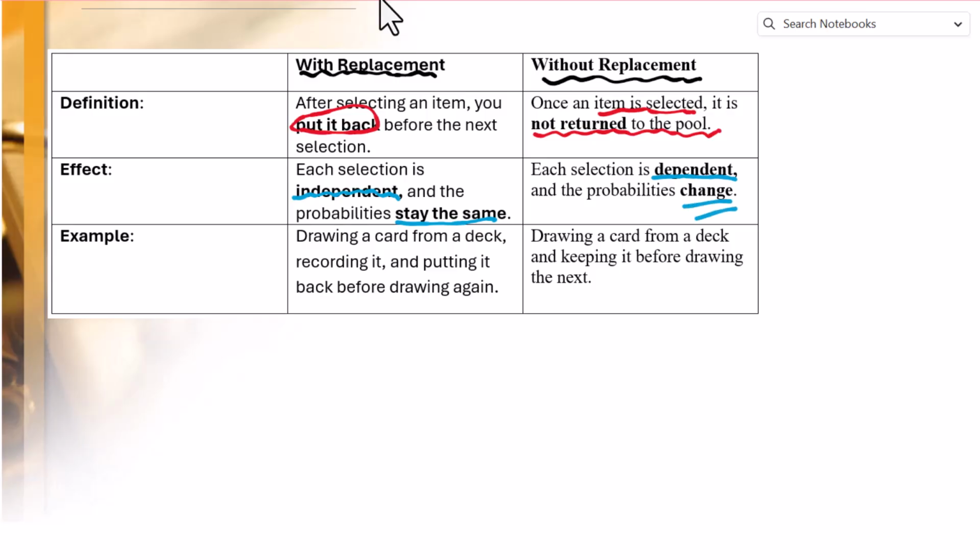Example 4 with replacement: drawing a card from a deck, recording it, and putting it back before drawing again. Without replacement example: drawing a card from a deck and keeping it before drawing the next.